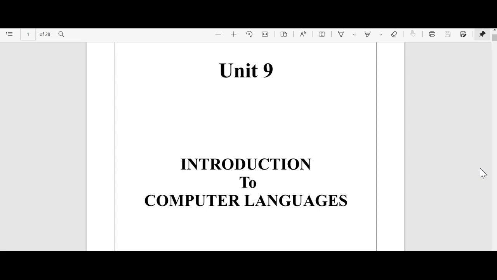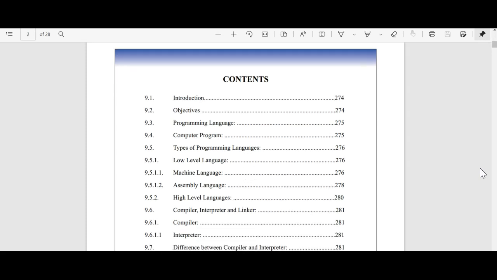So, today's our last lecture about 5403, unit number 9. And the title of this unit is Introduction to Computer Languages. In this chapter, we will learn what is computer language, what are the important computer languages, and what is the basic working of computer languages. The content of this unit includes the basic understanding about programming languages.